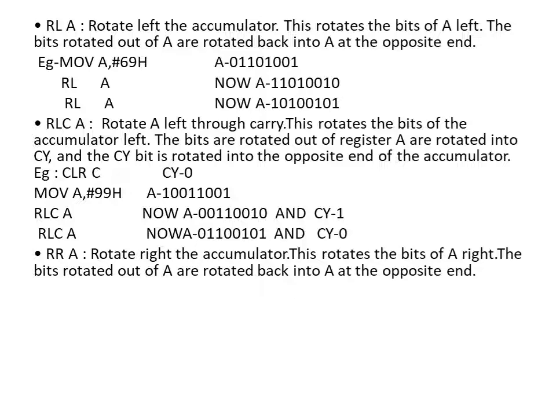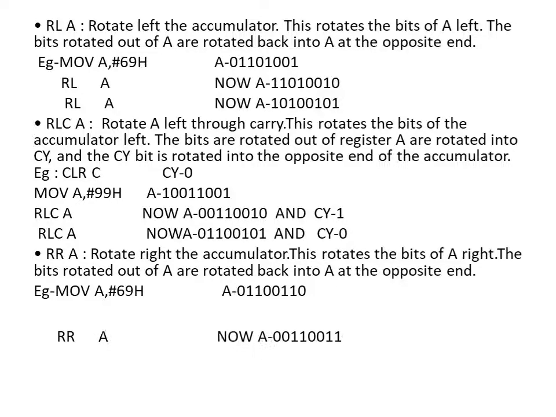Next, RR A, rotate right the accumulator. This rotates the bits of the accumulator to the right, the same as the rotate left instruction. Similarly, the rotate right instruction works. MOV A, #69H. There it was moving towards the left. Here it will move towards the right. Here the LSB will go to the MSB.